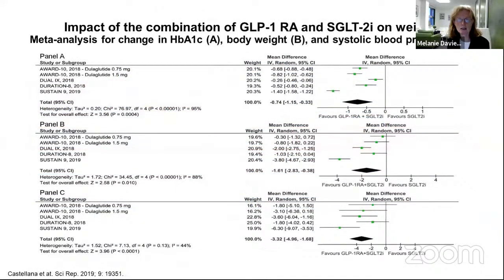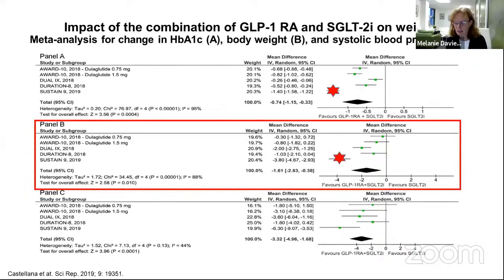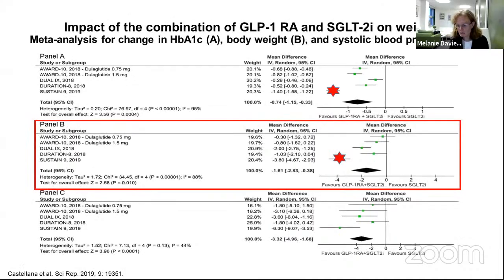And this is a meta-analysis that was published at the end of last year. There are only a few studies, but there are an increasing number now. So we've got the AWARD-10 program, DURATION-8, SUSTAIN-9, where different GLP-1s have been examined in combination with an SGLT-2. Just to point out, in the top panel, you're looking at impact in terms of HbA1c, and you can see that there's a little bit of heterogeneity, in that the combination of semaglutide with an SGLT-2 has the greatest A1C lowering. If you look at panel B, which is body weight, again, it's the semaglutide combination which seems to be the most efficacious, although there is benefit with the other combinations. And in the bottom panel, it's systolic blood pressure, where this combination also seems to have some benefit.